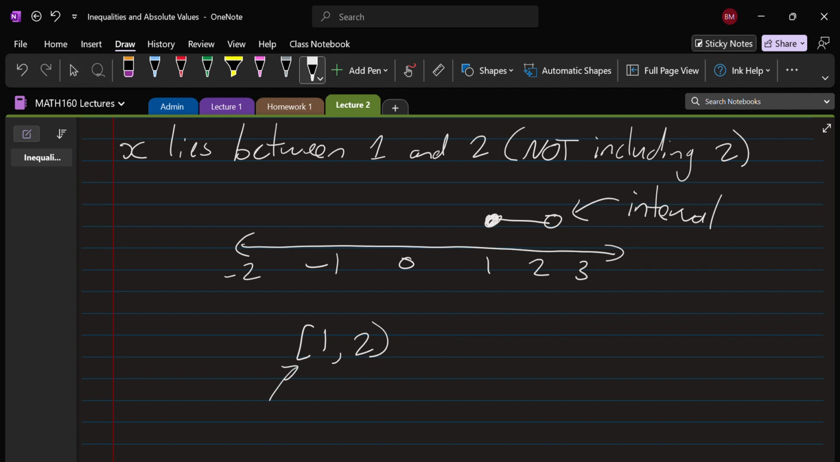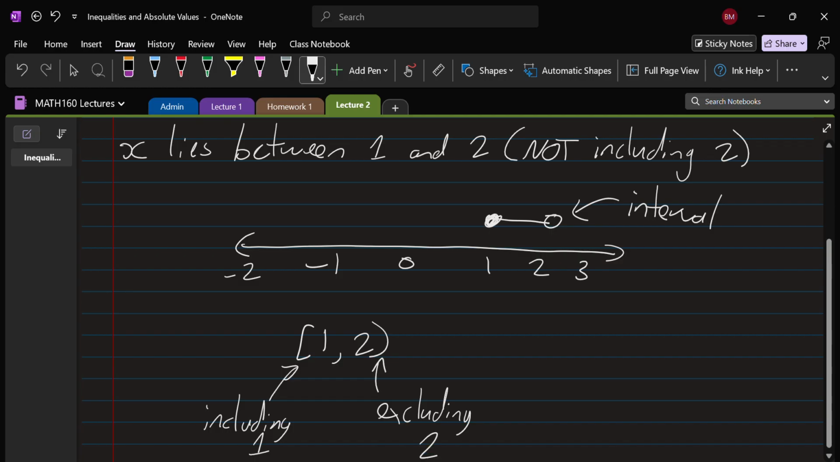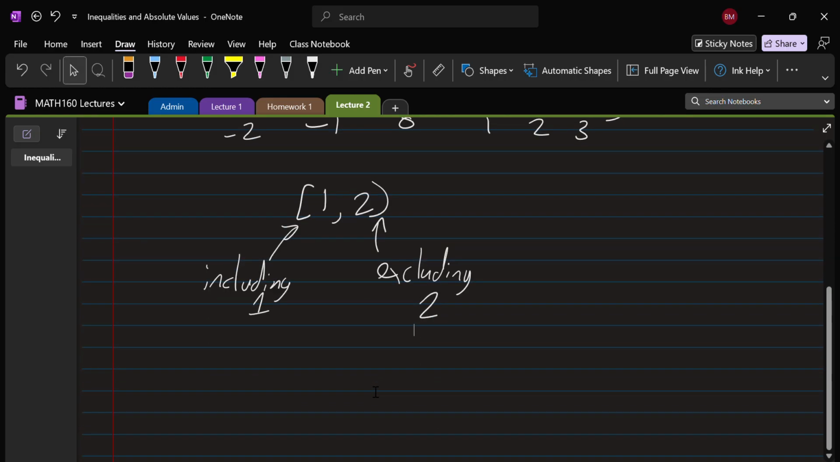Again, square bracket, this is including 1, round bracket, excluding 2. But everything in between, perfectly fine. Is everyone okay with those three representations? For tests and assessments and so on, you can use any of the three, I don't mind. That's up to you. As long as it's right, I'm happy.